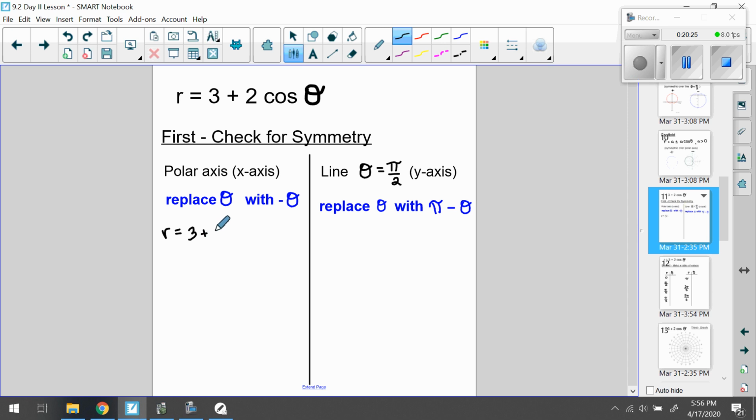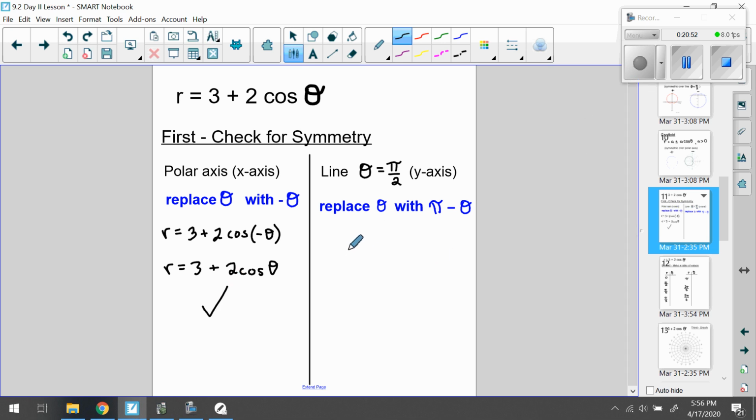So I'm going to do 3 plus 2 cosine negative theta. And we know that cosine is even, so that means this will just be the same, 3 plus 2 cosine theta. And so since they're the same, that means this time it will be symmetric over the x-axis or the polar axis. So I'm going to put a check there.